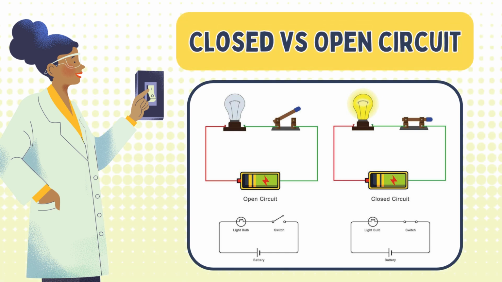Closed versus open circuits. Here you can see the difference between a closed circuit, that is on the right, and an open circuit, that is on the left. As you can see, a closed circuit will make sure the light is burning because energy can go through the whole circuit. But in the open circuit on the left, the light is not working. Why? Because energy can't go through the whole path, so the energy won't get to the light and the light won't burn.